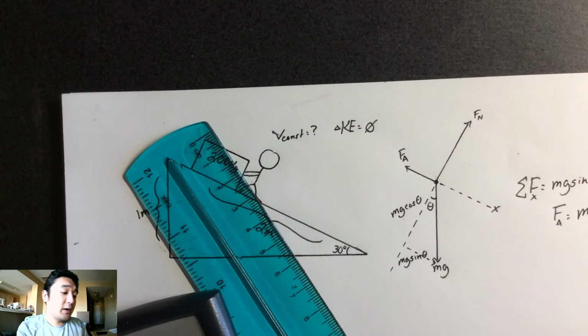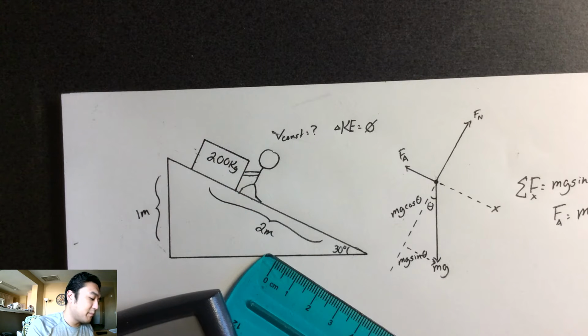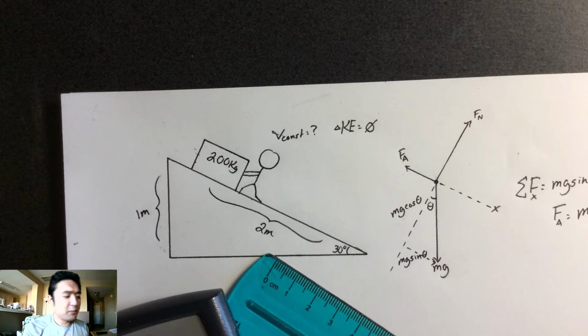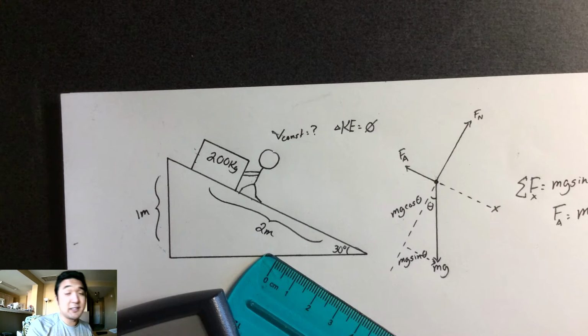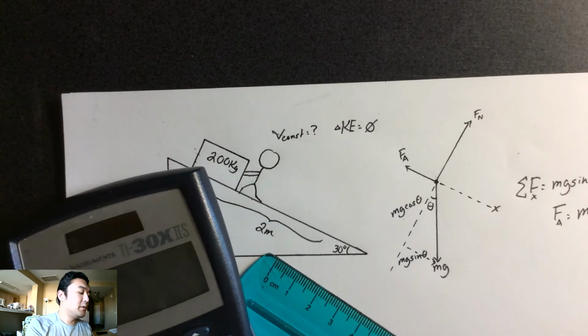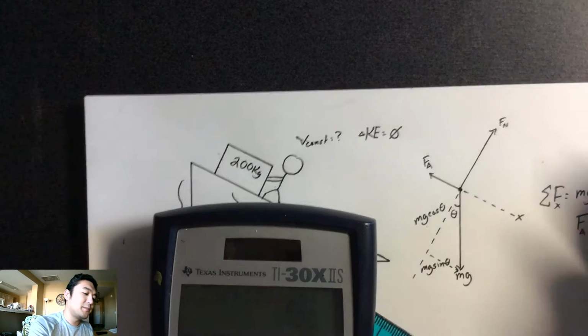And so here, if I know my m is going to be 200, my g is going to be 9.8 or 10. We use 10 right now. Mastering Physics uses 9.8. And then multiplied by the sine of 30. Sine of 30 is just a half, and so that should equal 1,000.